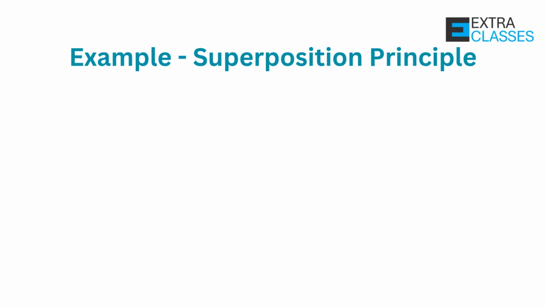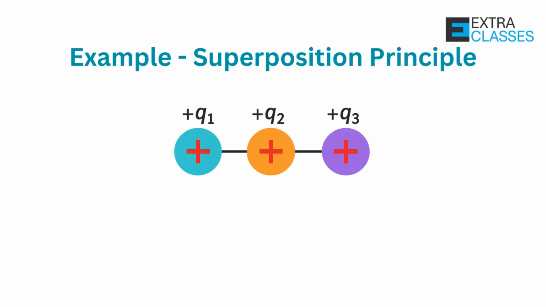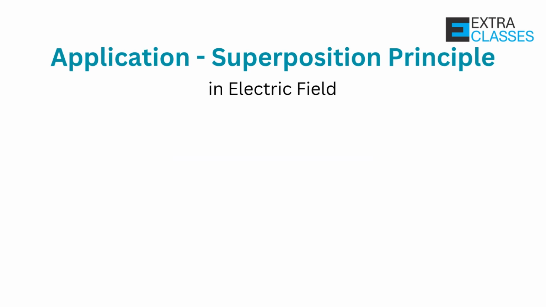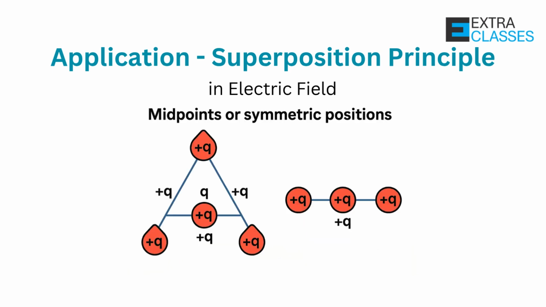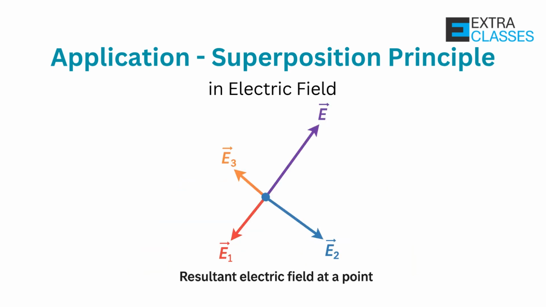Let's look into one example. If three charges, positive Q1, positive Q2, and positive Q3 are placed linearly on a straight line, then the net force on the middle charge positive Q2 is the algebraic sum. This is because they act along the same line. Finally, the same principle applies to electric field vectors. This is extremely useful in NEET for questions involving square or triangle charge arrangements, midpoints or symmetric positions, and resultant electric field at a point.